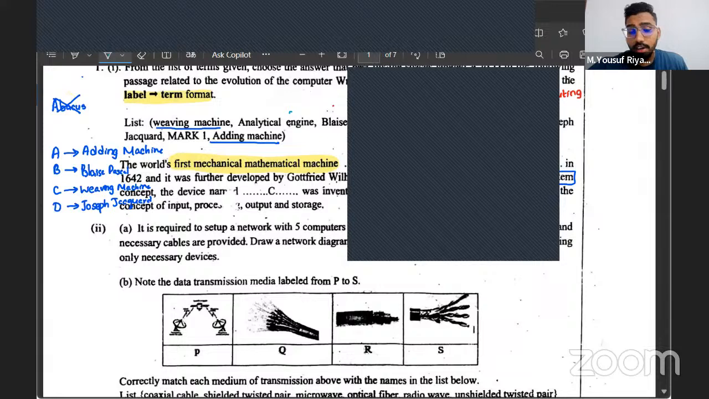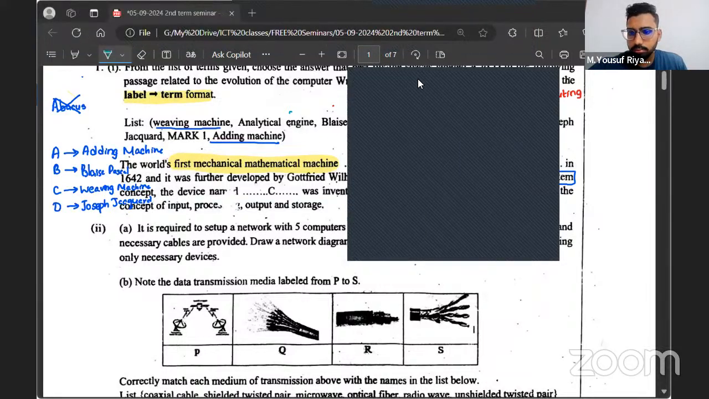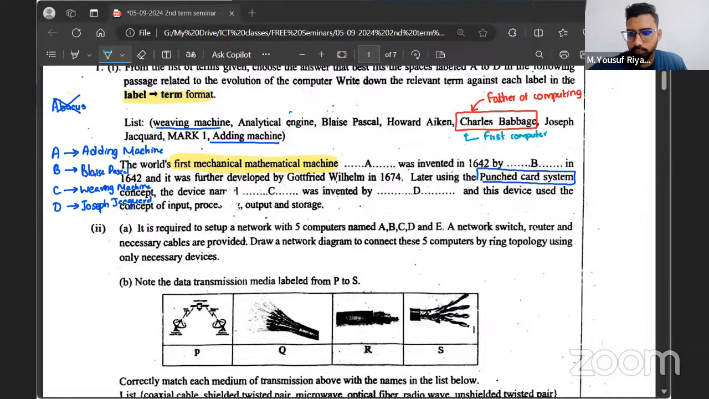Ignore that. If you take Charles Babbage, he invented the first computer. Because he invented the first computer, he was called the father of computing. What was the name of the first computer he made? Yes, that's called the analytical engine. Perfect. The first computer he made was called the analytical engine.